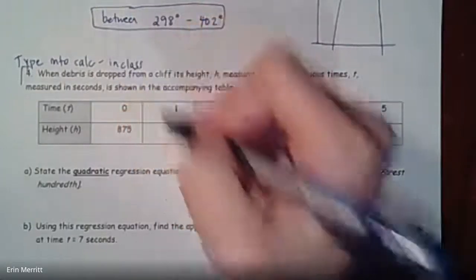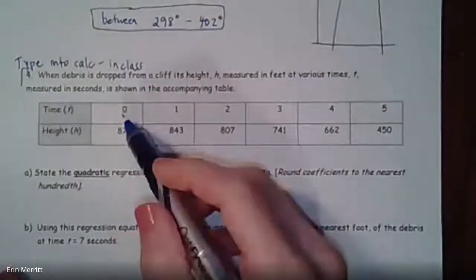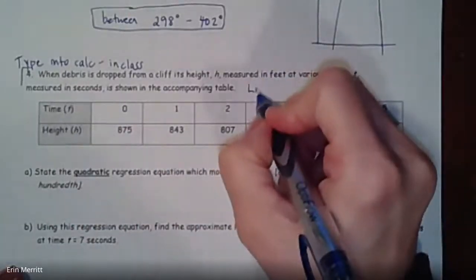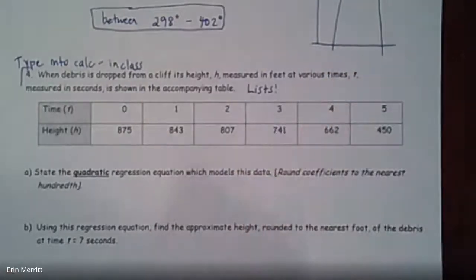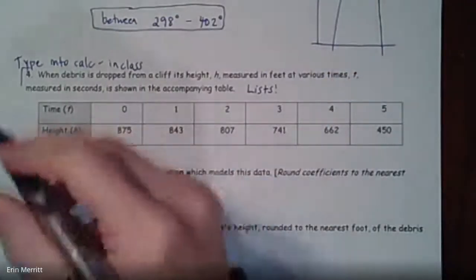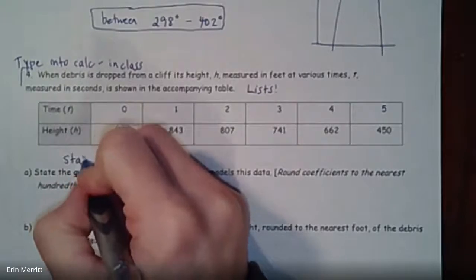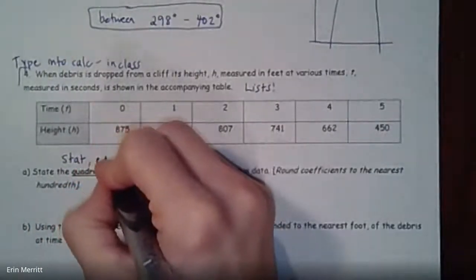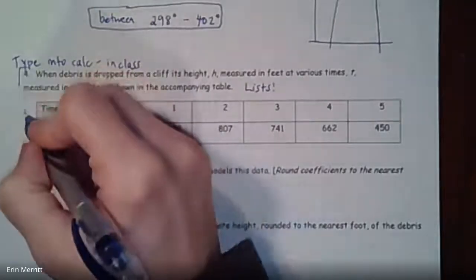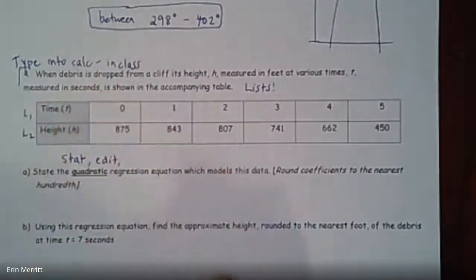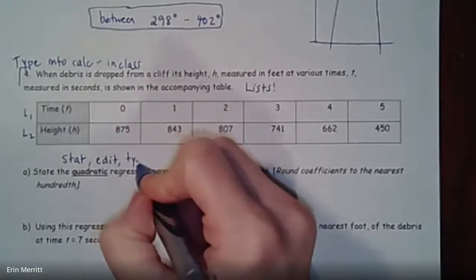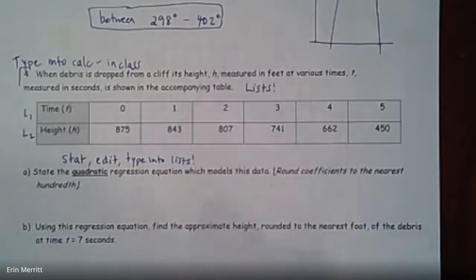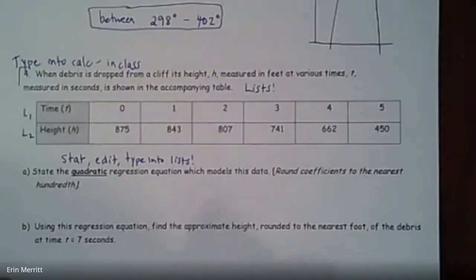And now, in case you're like, wait, type what into my calculator? Come on down here. These have to go into the lists on your calculator. So as a little reminder, you have to go to Stat and then Edit. And I want this to go into L1, and I want that to go into L2. Get that done so that when we start class tomorrow, you are ready to go.